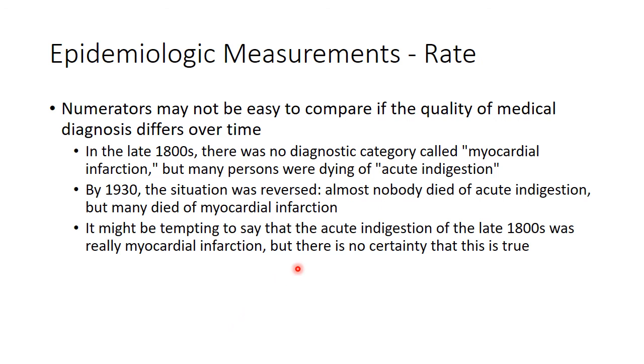The numerators may not be easy to compare if the quality of medical diagnosis differs over time. So kind of what we mentioned with that AIDS diagnosis previously. For example, in the late 1800s, we didn't really have an idea of what myocardial infarction was, but a heck of a lot of people were dying of acute indigestion, right? Probably not a lot of people dying of that nowadays. But by 1930, the situation was kind of reversed, where no one was dying of acute indigestion, but many people were dying of myocardial infarction once we had a better idea of what people were really dying from. So it's tempting to say that acute indigestion was really myocardial infarction, but we can't say that with any certainty. What if they were having some other event that wasn't really myocardial infarction? It's difficult to retrospectively apply that definition.